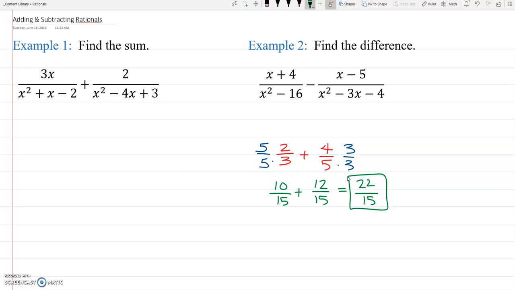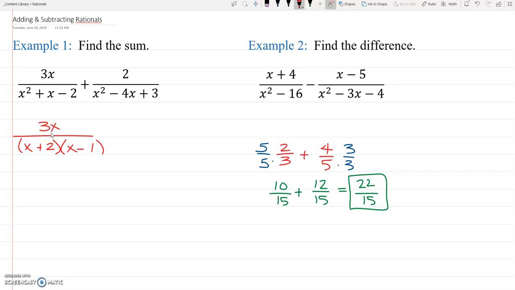All right. Sorry for the interruption. Let's go to example 1. Any guesses on what the first step is in example 1? Factor. Maybe that's what you meant, but factor for sure. Okay. So, bottom left, this factors to be x plus 2, x minus 1. 3x on top is not factored, so we're leaving that a monomial.